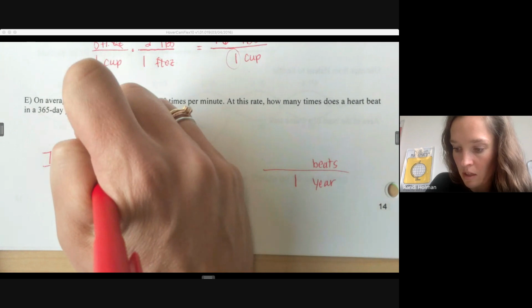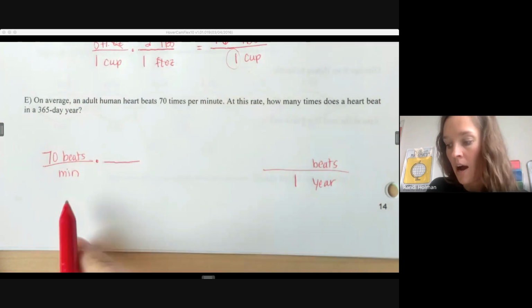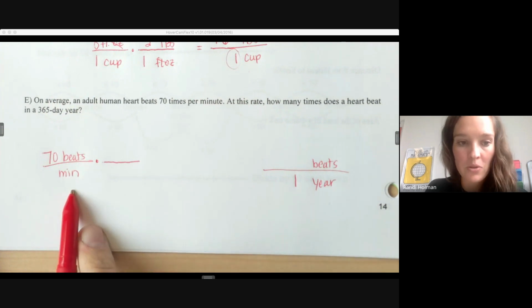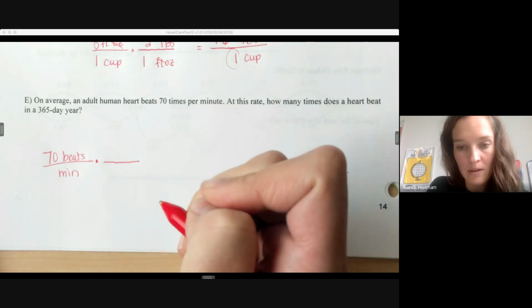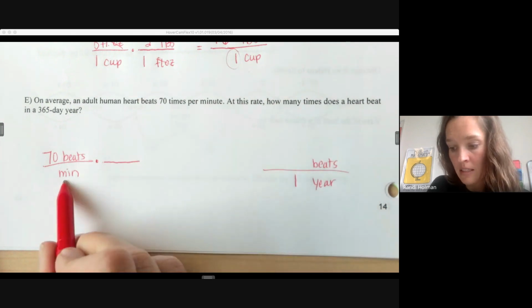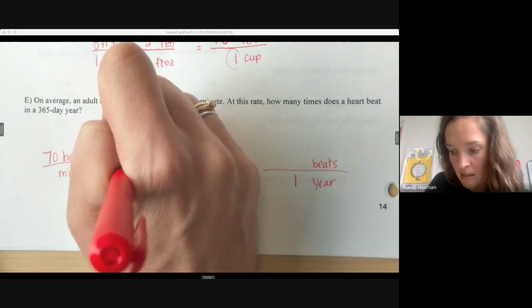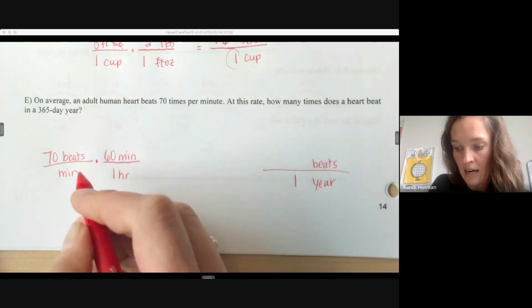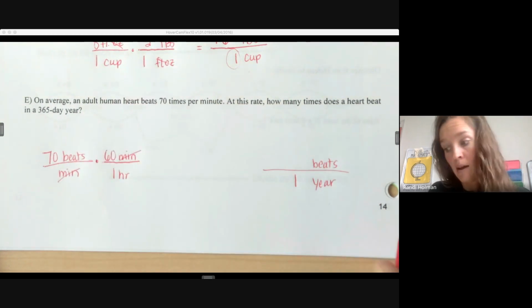So let's use some relationships that we know that are equal to get there. I don't know how many minutes are in a year. What do I know about minutes? To get us closer to a year, I know that there are 60 minutes in 1 hour. I want these minutes to go away. Right now they're in the denominator. So I'm going to put my minutes in the numerator. Now I'm in hours. Okay, I want to get to years.